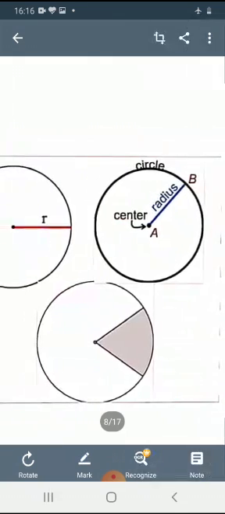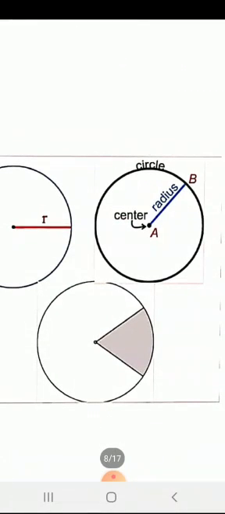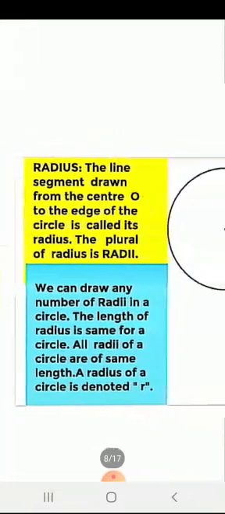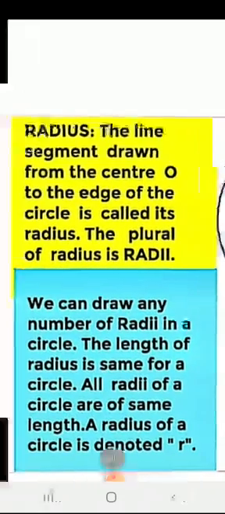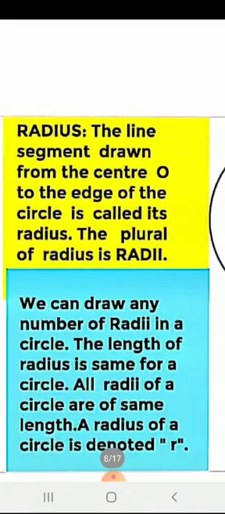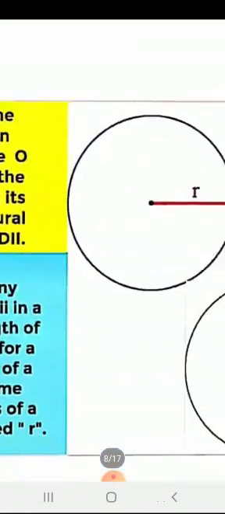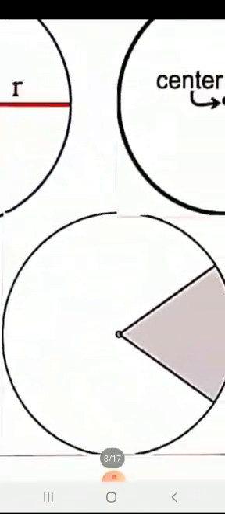See here, one more different angle, different part of the circle we are taking. From the center to another part of the circle, it is marked as AB. This is also a radius of the circle. See, what is a radius? The line segment. Why are we saying a line segment? It has two endpoints. So the line segment drawn from the center to any edge of the circle is called its radius.